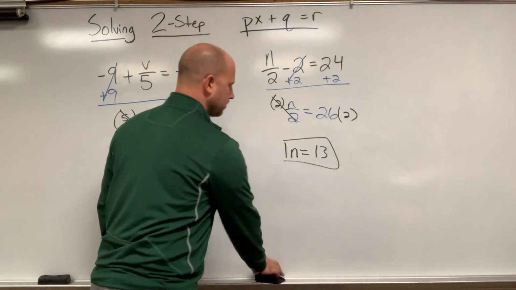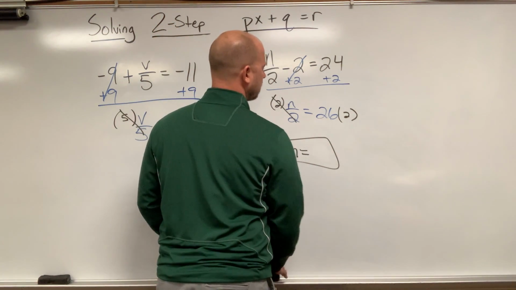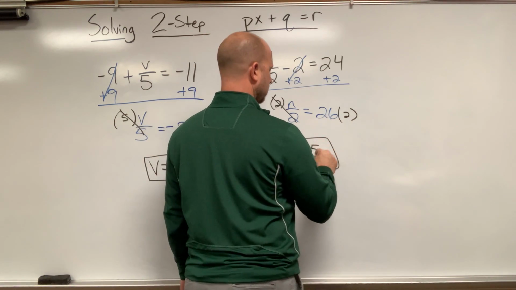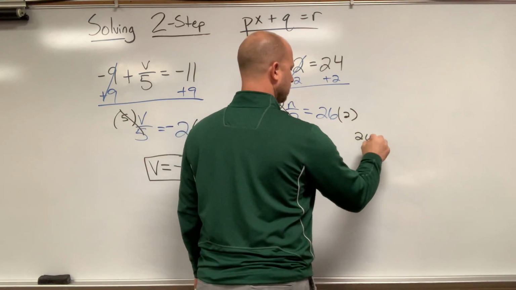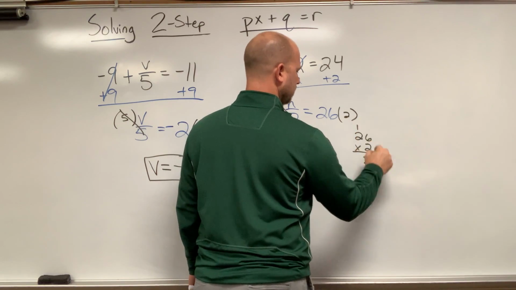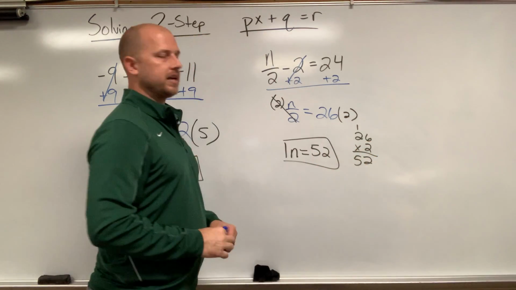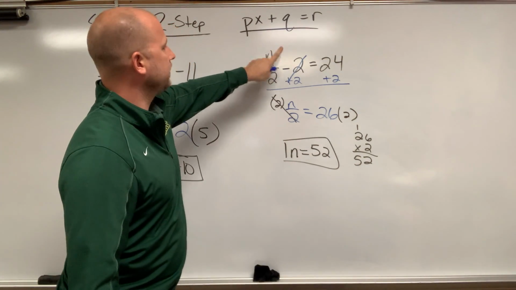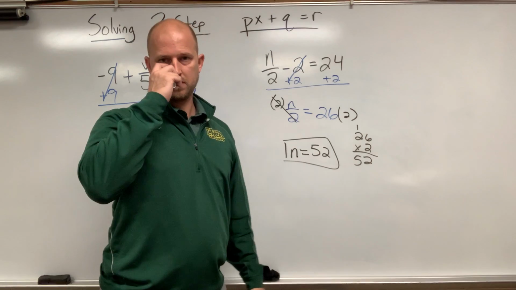I apologize. Some of you are probably yelling at your screen, no, that's not right. 26 times 2, is it 52? Yep, 52. Okay, there we go, that seems better. Now you can plug that in, 52 divided by 2, and then you subtract 2, you should have 24, okay?